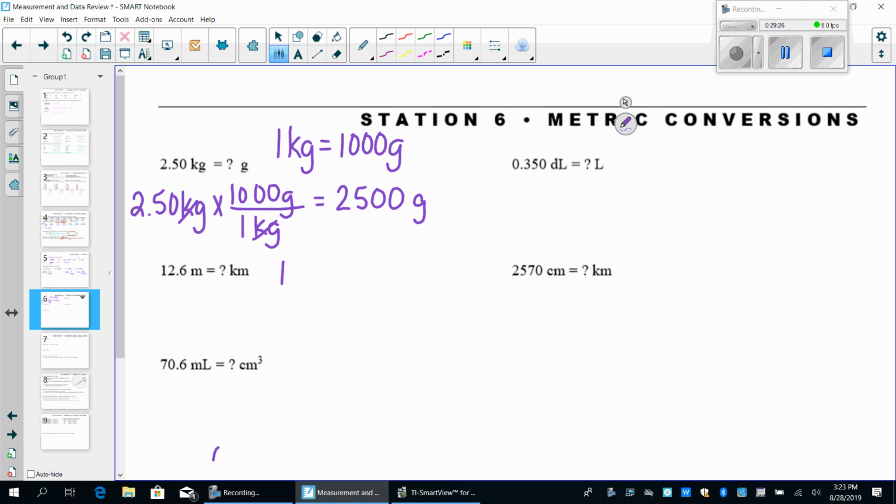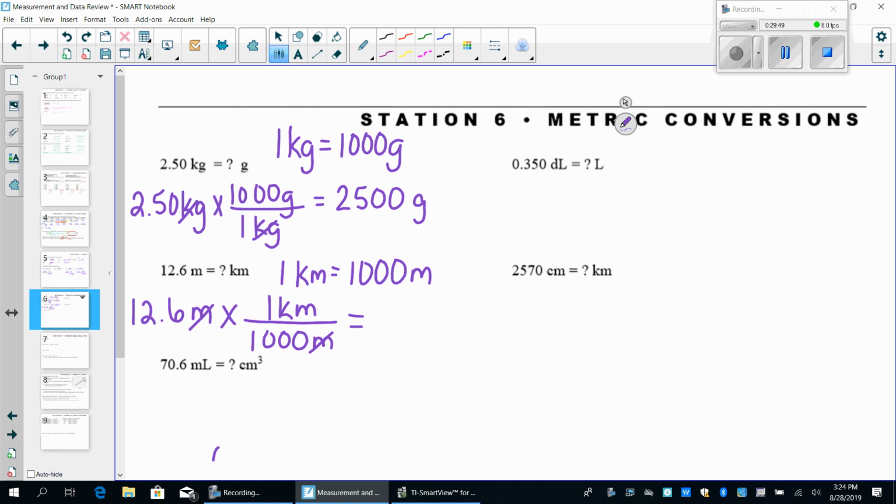In 1 kilometer, same thing. There's 1,000 meters. So you set this up the same way. Always start off with what you know. You know the measurement is 12.6 meters. Put your conversion factor so meters is on the bottom, and therefore you can cancel it. This means you're going to divide by 1,000, move your decimal place back 3, so 0.0126.